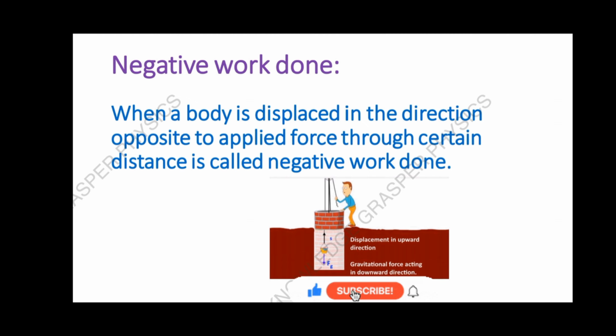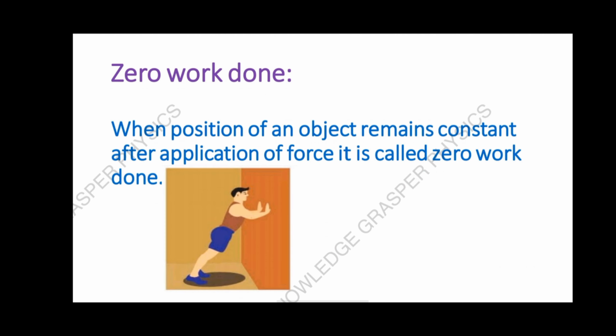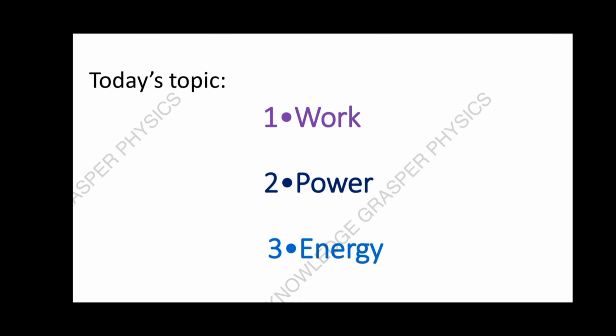Next is negative work done. It is done when a body is displaced in the direction against the applied force. Next is zero work done. It is done when a body is not displaced even after application of force. We discussed all about it in previous videos and today's video. So let me show a few slides which are important and which I explained.